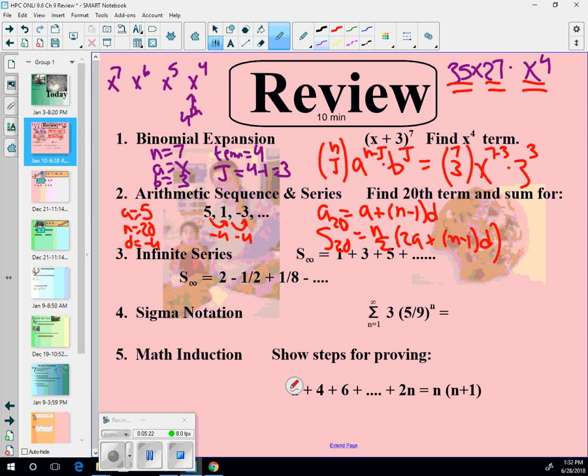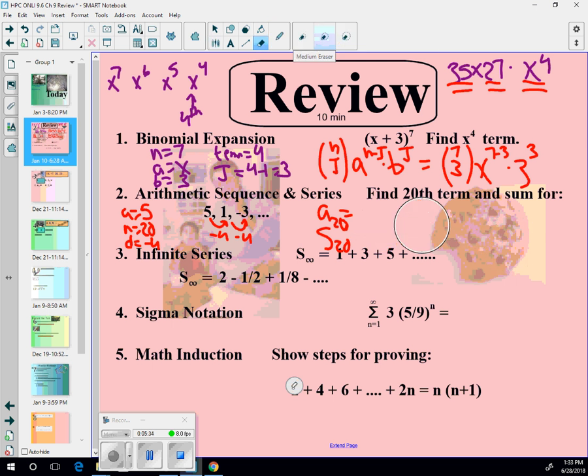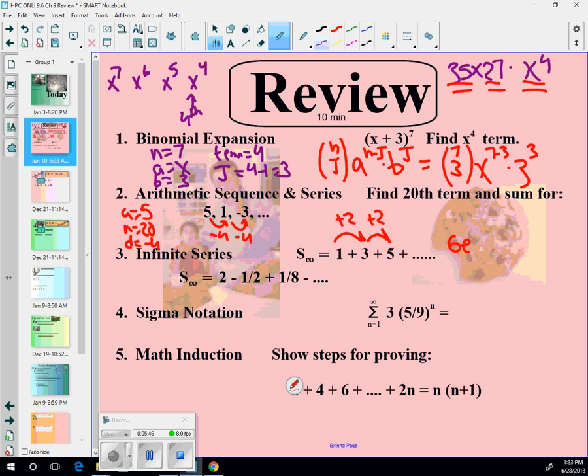That's arithmetic. Geometric has a common ratio, right? And so common ratio, you need to find that ratio. But let's see about these guys here. See if these will give you an infinite series. So 1 plus 3 plus 5, I'm adding 2 each time. This is not geometric, so there's no sum.